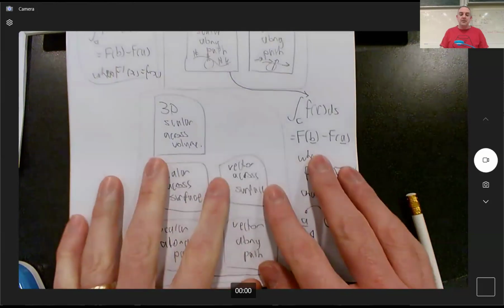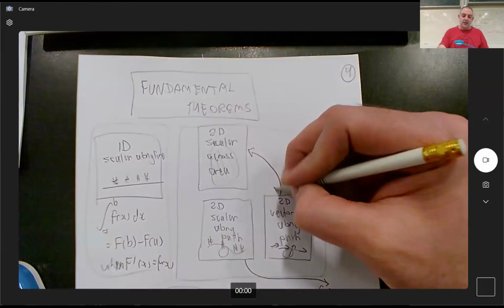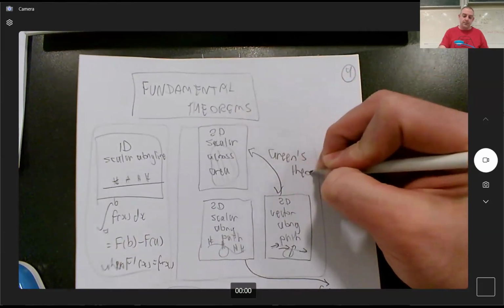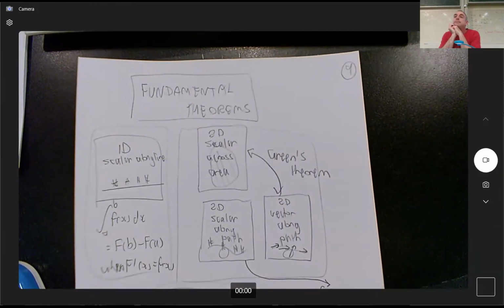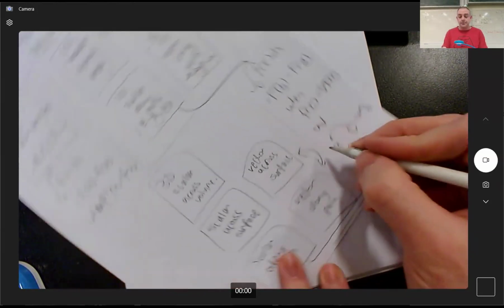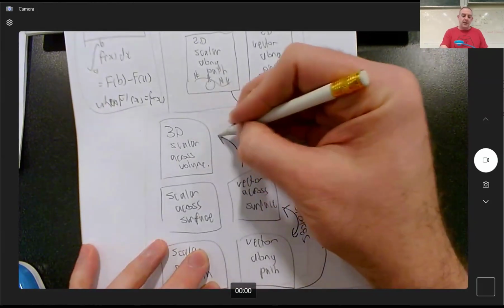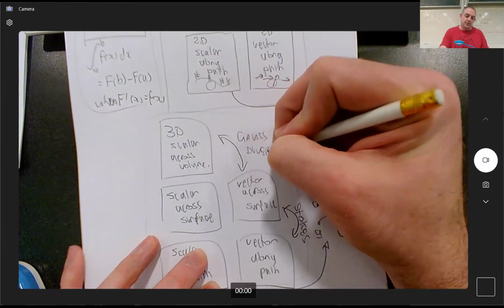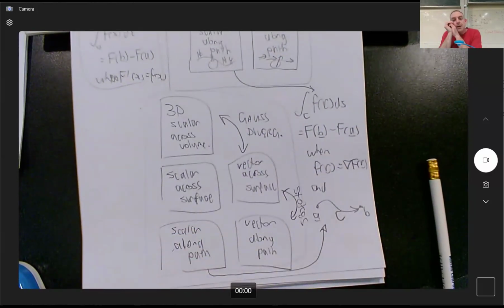And then in 2D, there's another fundamental theorem of calculus which connects these two things together, which is Green's theorem. And in 3D, there's one that goes there, that's Stokes's theorem. And there's one that goes there, which is Gauss's divergence theorem. I'm going to write them on a separate piece of paper so it's not all bunched up here, but that's where they live. Gauss's divergence theorem connects a vector integral across a surface with a scalar integral across a volume. And the surface happens to be the boundary of the volume. And Stokes's theorem connects a vector integral across a surface with a vector integral along a path, and that path happens to be the boundary of the surface.